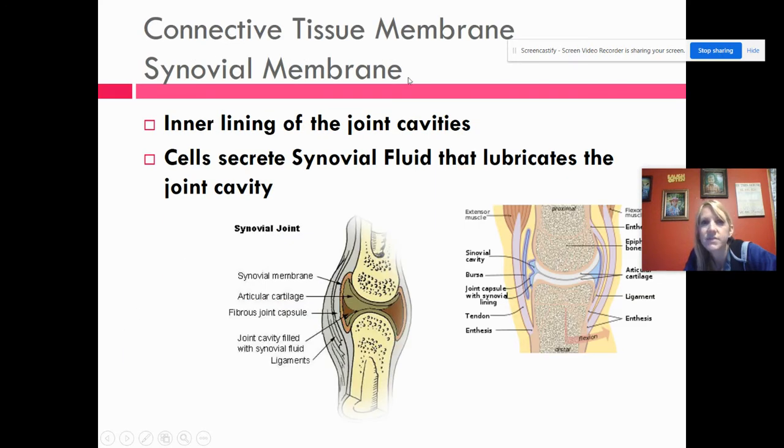All right, so the only connective tissue membrane I told you about is synovial. Synovial membranes are the inner linings of joint cavities, like this is your knee here. The cells secrete synovial fluid, and it lubricates the cavities. Again, there's cartilage on the ends of these bones, but there's also lubrication in there so that the bones don't touch and the cartilage doesn't get destroyed. So that is a synovial cavity. It's found in joints.